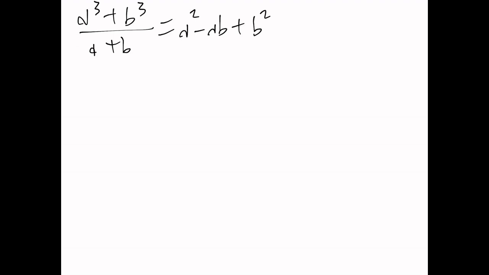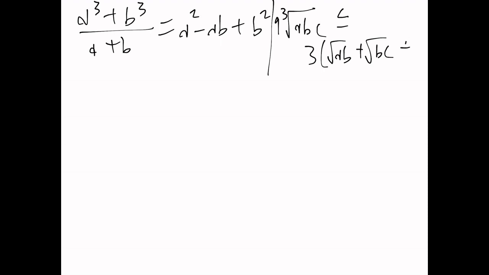Now we've got to figure out how to deal with the cube root of abc situation, because this is kind of hard to do when we have 9 cube roots of abc. And so we can use AM-GM. By AM-GM, we know that this is going to be less than or equal to the square root of ab plus the square root of bc plus the square root of ca, I think there's a 3 term here, so it's less than or equal to 3 times the square root of ab plus square root of bc plus square root of ca, I believe.